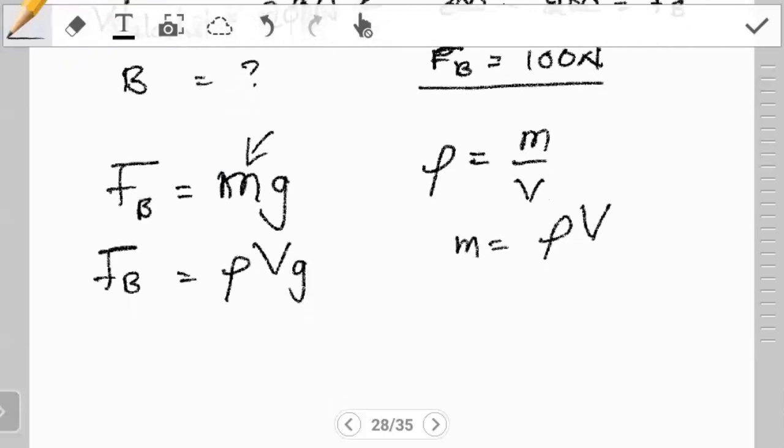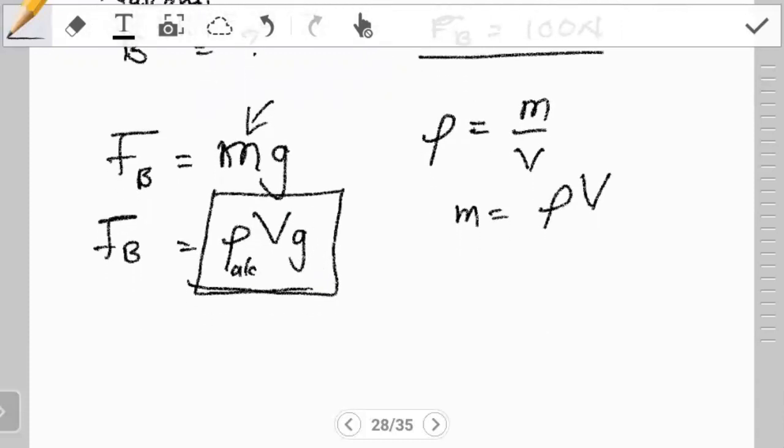So in this case, on the right-hand side, we're trying to evaluate the weight of the alcohol displaced by this object. So here we should have the density of alcohol. Let's write rho A to mean the density of alcohol. This V is going to be the volume of alcohol and g is still gravity.